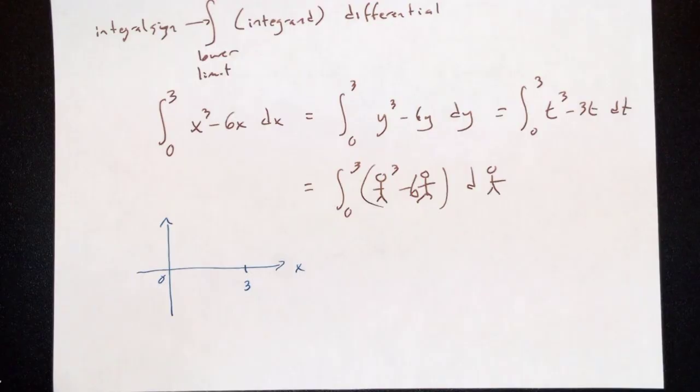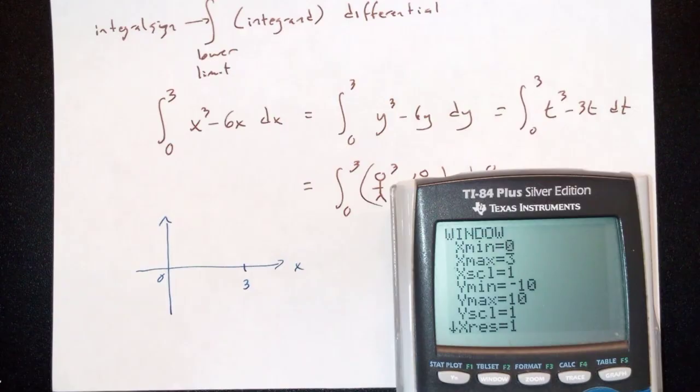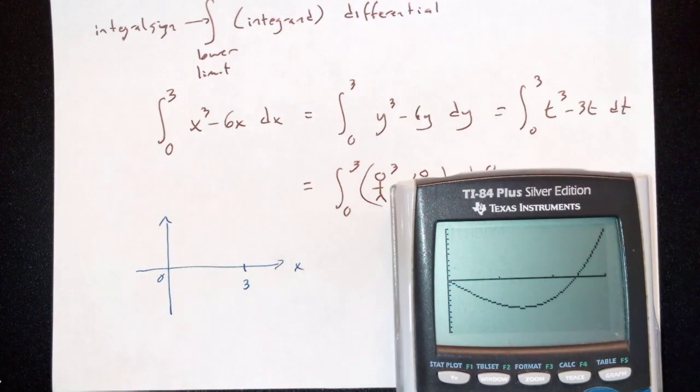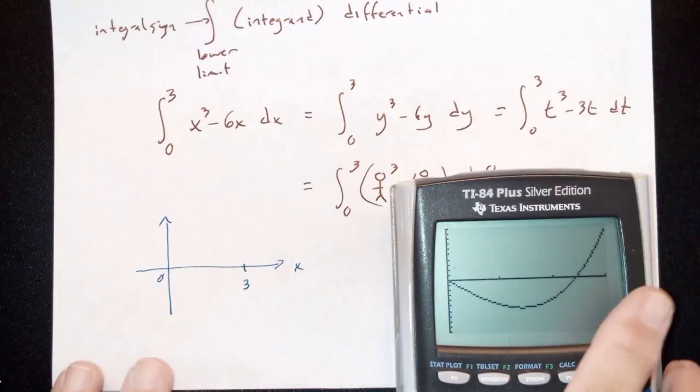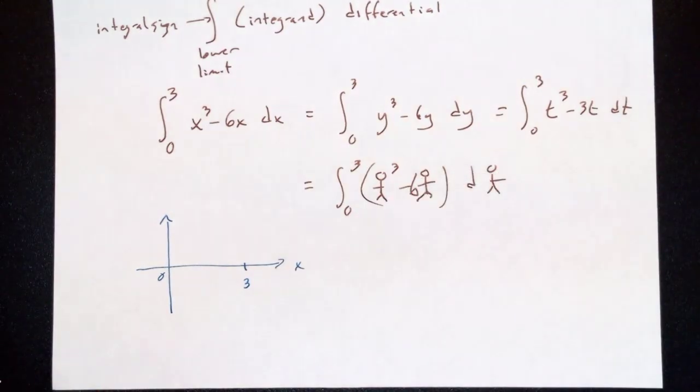Yes, but it isn't to start with at 0, is it? If I only care about what's going on between 0 and 3, I should change my x windows so that I'm really only looking between 0 and 3. And then I'll see the piece of this function that I'm interested in, and it looks like this. It crosses the x-axis somewhere between 2 and 3.